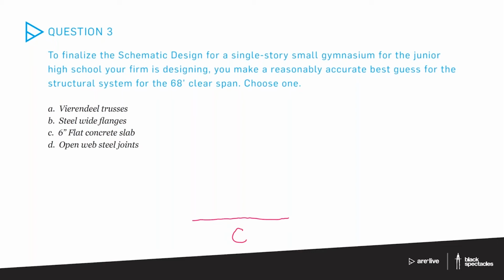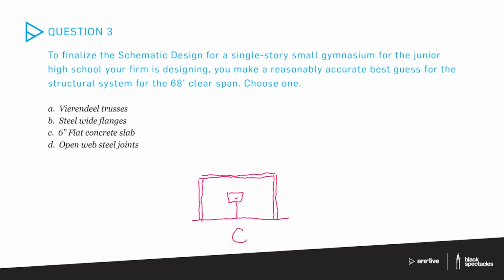So the reason that I think this is one of those that can easily be removed is we're doing a gymnasium with a 68-foot clear span, and we've only got a 6-inch concrete slab that's going to span that full 68 feet. That is a very long span for a 6-inch concrete slab to span.